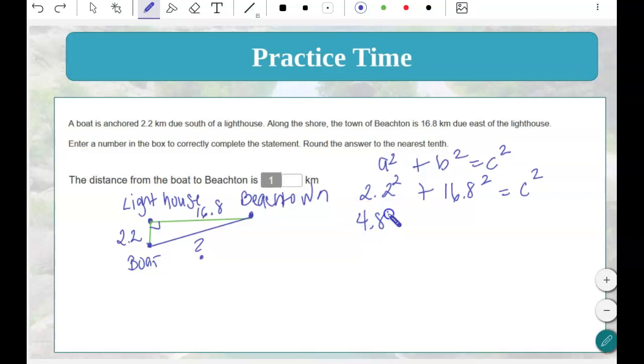You should be working this out with me. You may already have the answer. All right, then we're going to square 16.8. Square that, and it comes out to 282.24. Then we're going to add those two together.